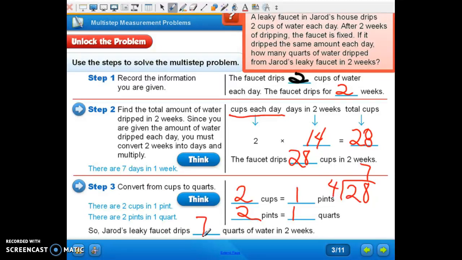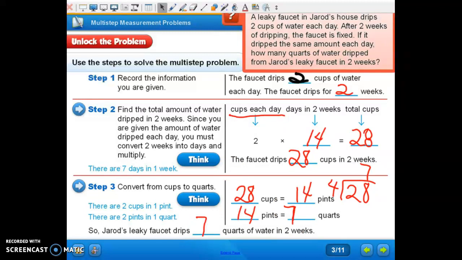Here, maybe this will help. 28 cups equals 14 pints. And 14 pints equals 7 quarts.